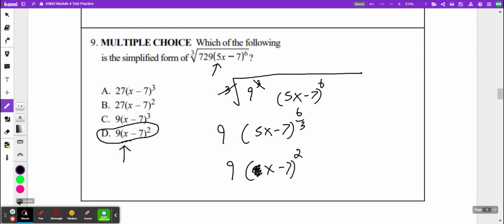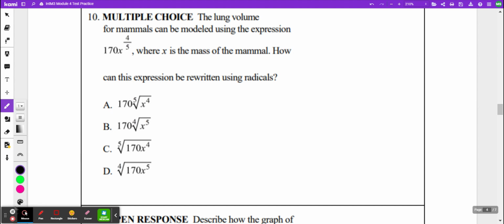All right, let's go on to the next page. All right, looks like we have about 3 pages left. So let's see if we can finish the study guide today. We have the volume is this.